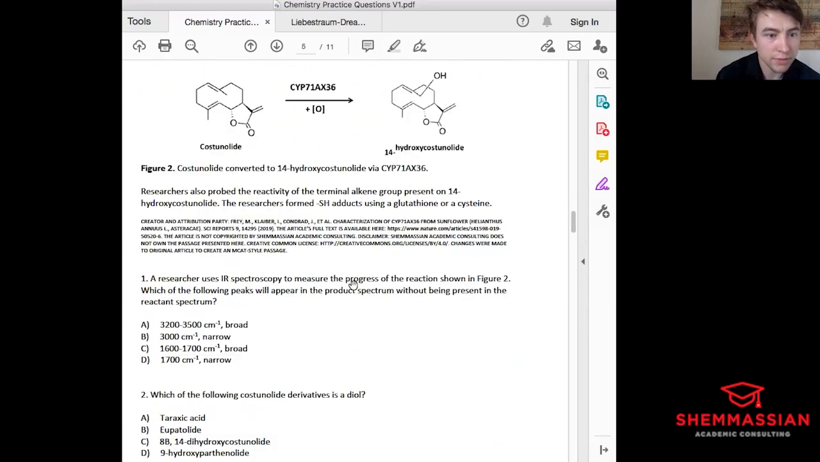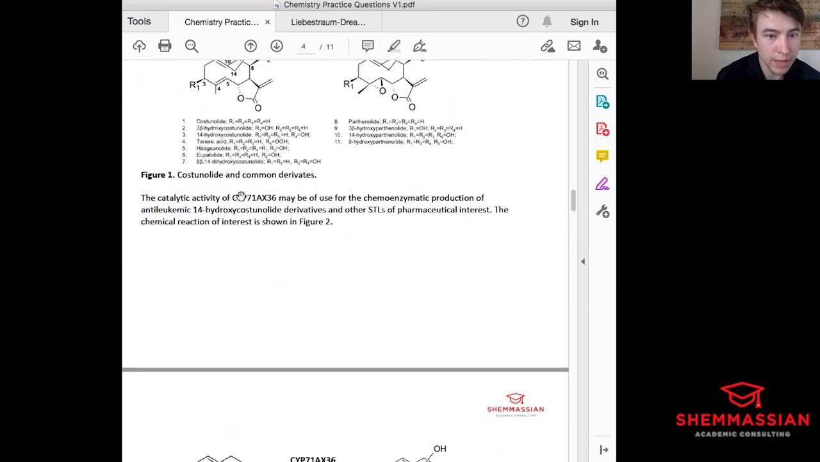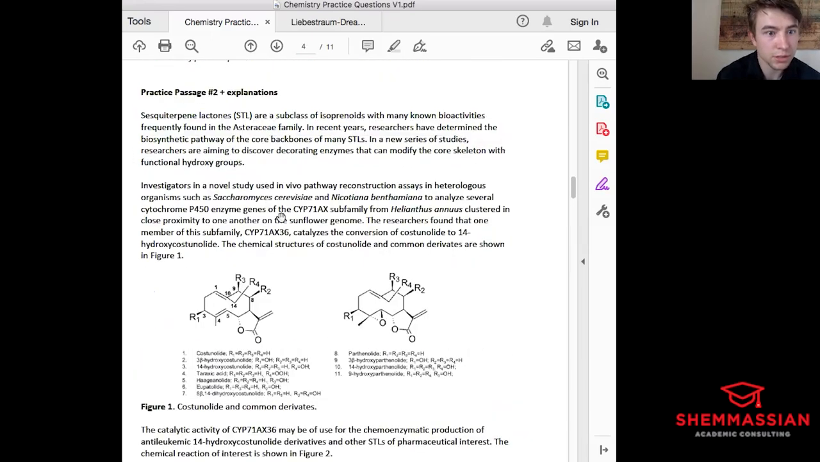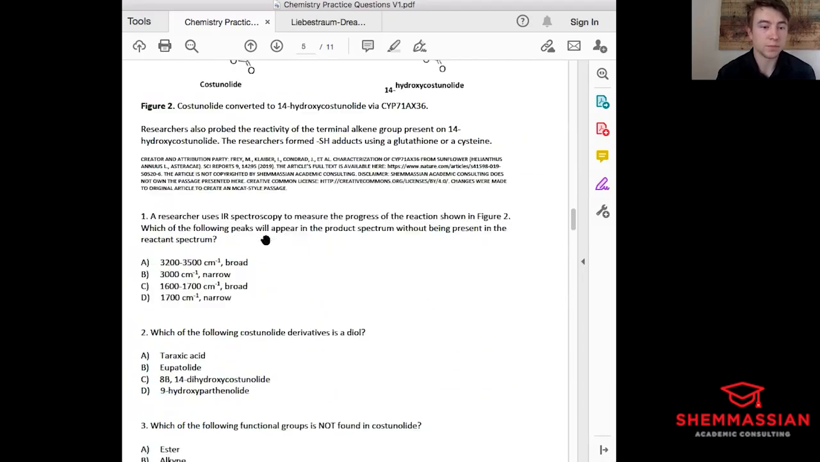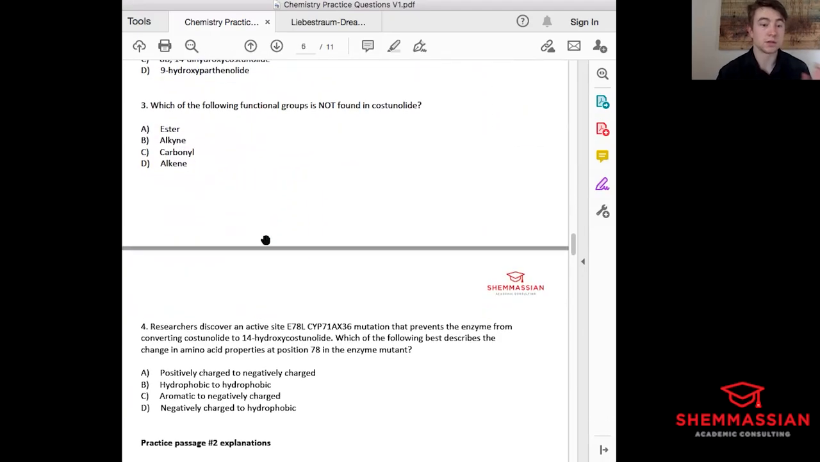I don't think there's any information in the passage. I'm going to go quickly back. This was about the pharmaceutical interest. I'm looking specifically at the places the enzyme was mentioned. This says what the enzyme does. So there's nothing in the passage to help me answer this question, which I suspected. This is a discrete question. The residue is changed from E, which is glutamate, to L, which is leucine. Glutamate is an acidic or negatively charged amino acid, and leucine is a nonpolar or hydrophobic residue.